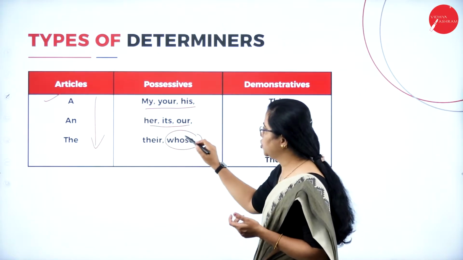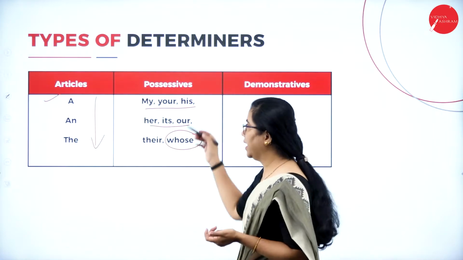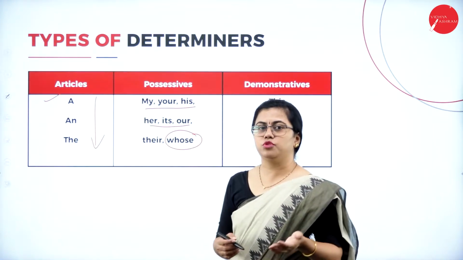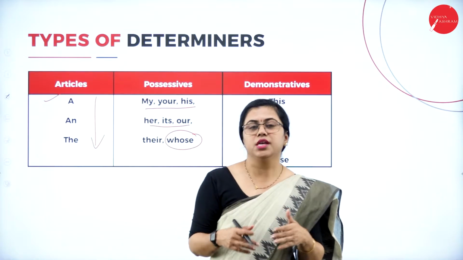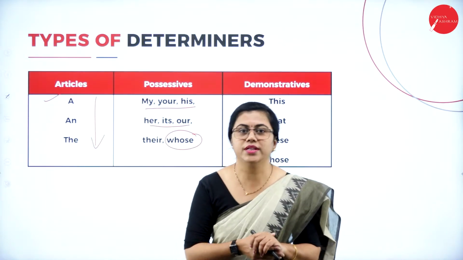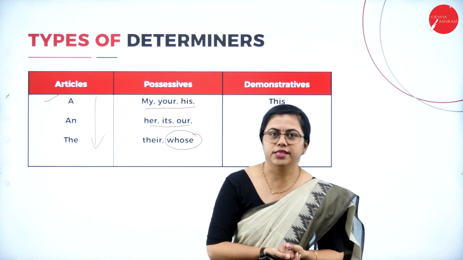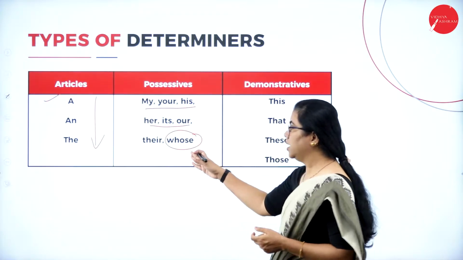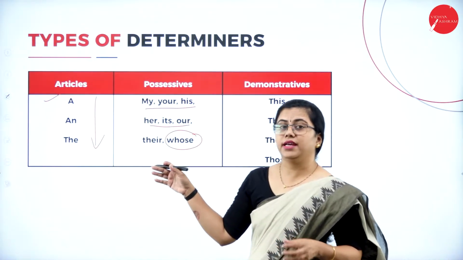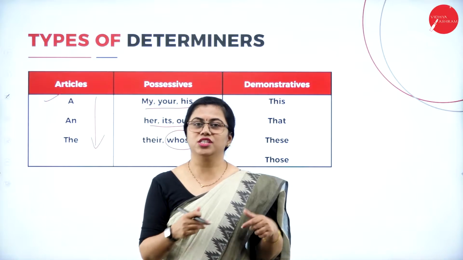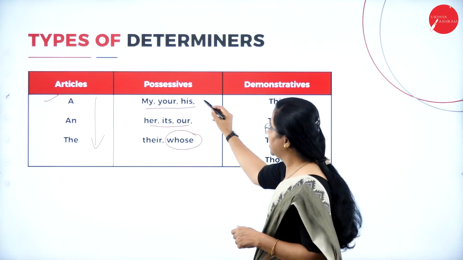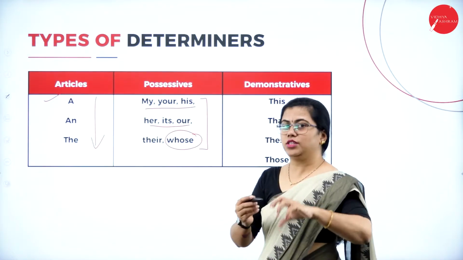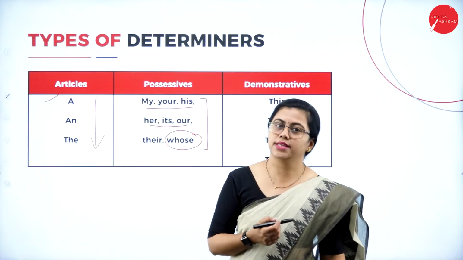Sometimes it is used to ask a question also. And again, in possessives, you have many types of determiners, many types of possessives. Let us not dwell deep into it. We'll just understand what a possessive determiner is. So whose is called the interrogative possessive, just to ask a question. So these are the words that show a sense of belongingness, so they are called possessives.